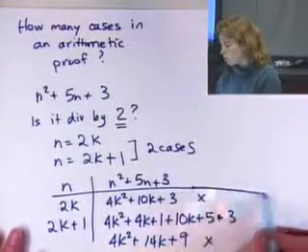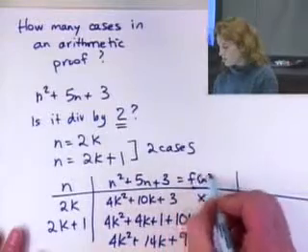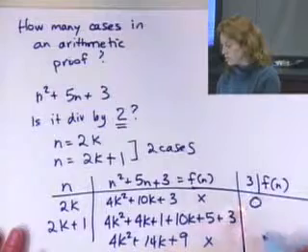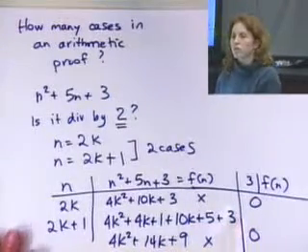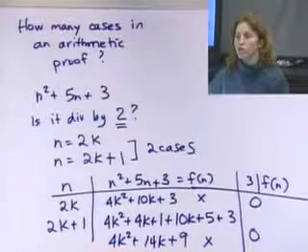So what I'd actually do is make a column. I'd make a column for 3 divides f of n, and I'd put true or false. So this is false, and this is false. So actually, this is a proof that this is always odd, right? This function is always odd.